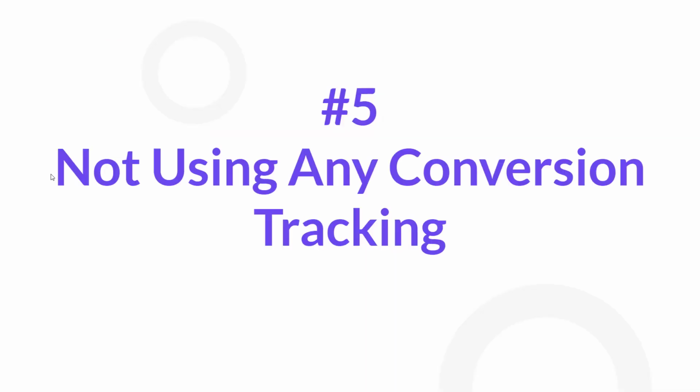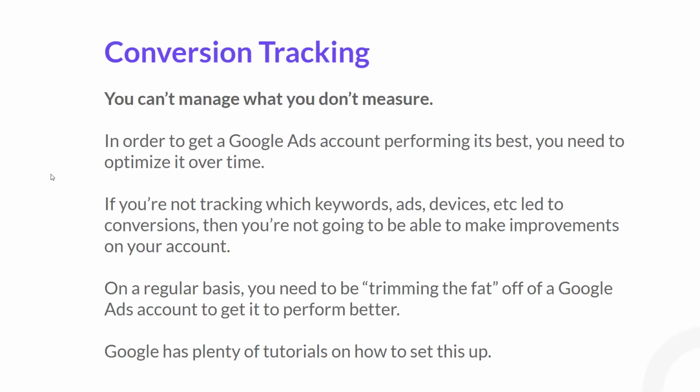Now, number 5, this is a much more basic point, and it comes down to maybe not wasting money, but not really knowing where your money is going, and that is not using any conversion tracking. It's the old adage, if you will, you can't manage what you don't measure. In order to get a Google Ads account performing its best, you need to optimize it over time. And if you're not tracking which keywords, ads, devices, all that kind of stuff lead to conversions, then you're just not going to be able to make improvements on your account.